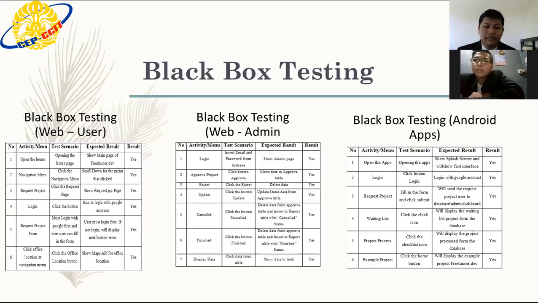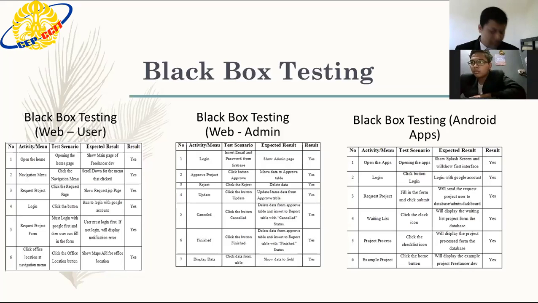Next is black box testing for the Android application. First is open the app. The tester opens the app, and the expected result is to show the splash screen, and then the first interface. The first interface is login, which has one button. Click the login button, and the expected result is login with a Google account.